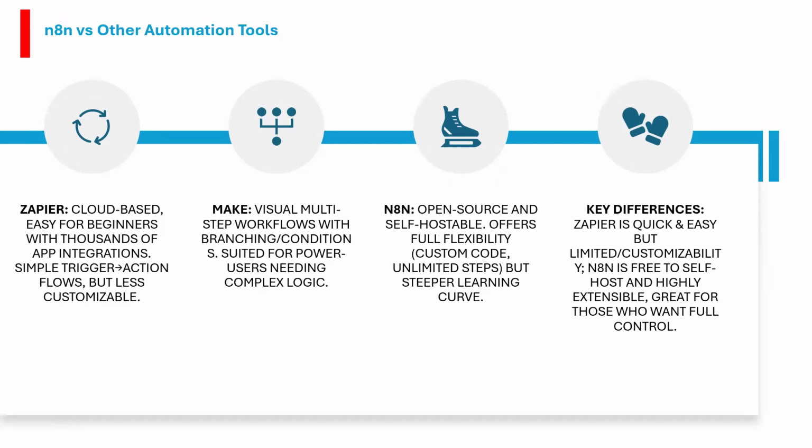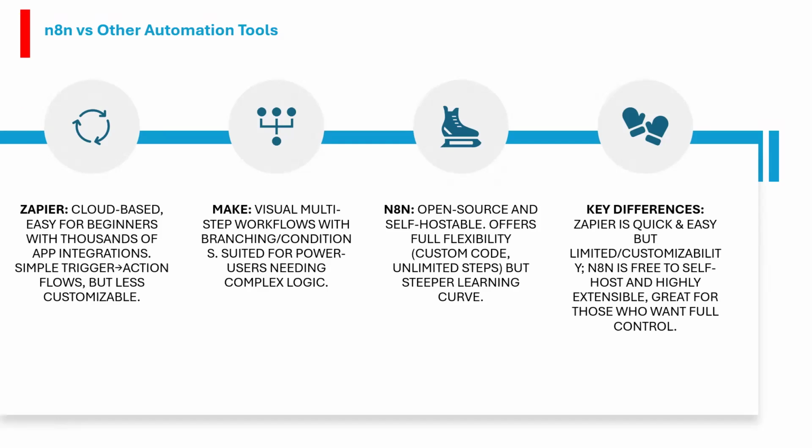We also have another tool called make.com. It's a visual multi-step workflow with branches and conditions, suited for power users needing complex logic. So this might need some bit of logic. But n8n is open source, and that means you can get it. You have a 2 weeks free trial to work with the application, and it offers full flexibility. You can customize your code. There are unlimited steps, but a steeper learning curve.